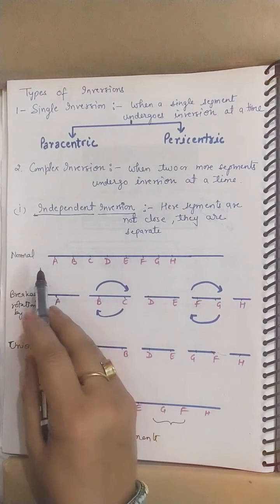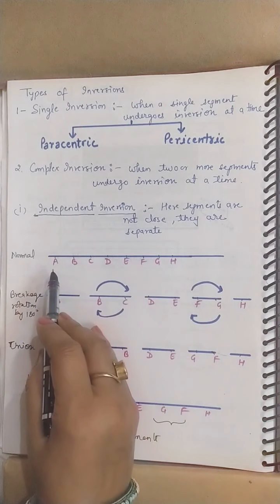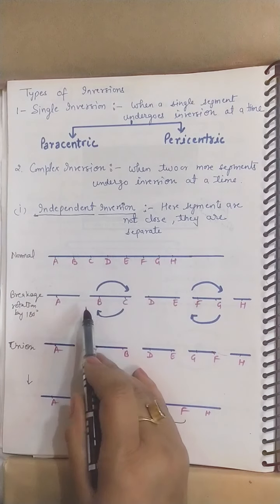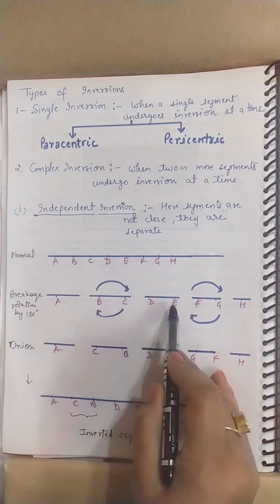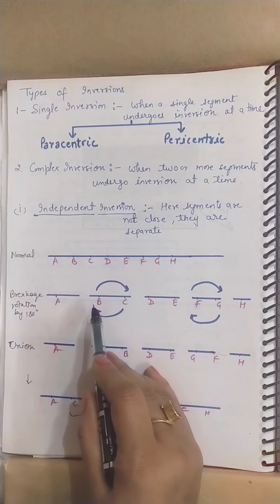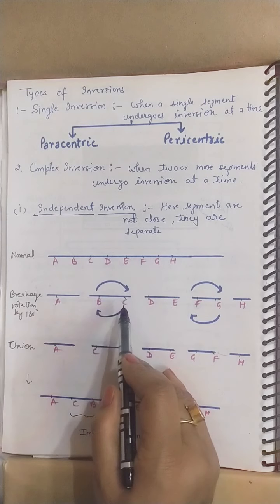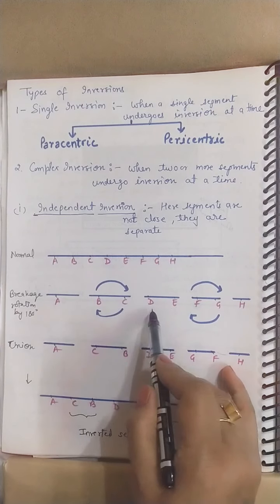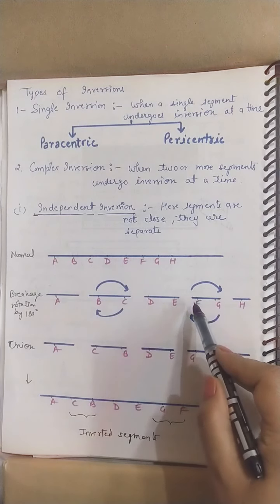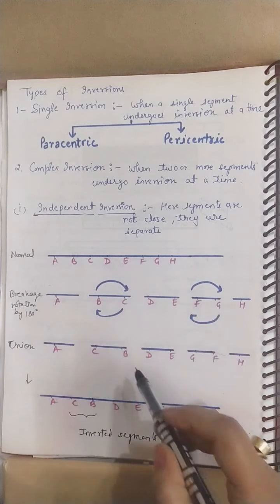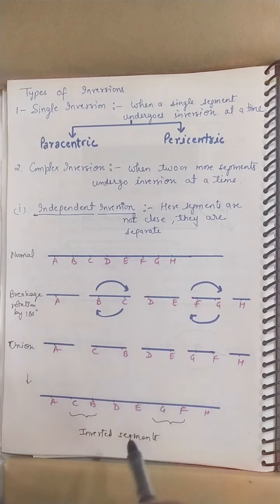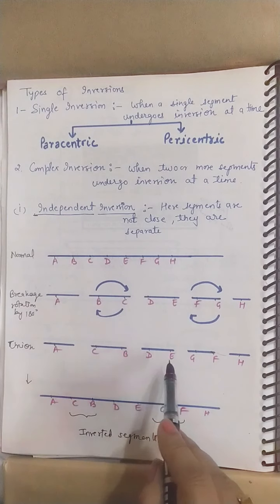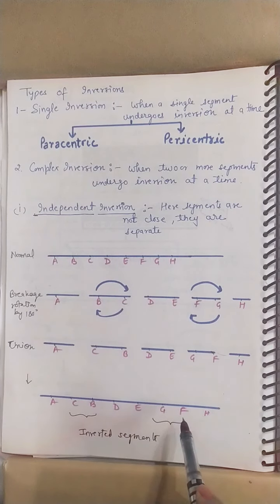For example, if we consider a normal chromosome having linear genes A, B, C, D, E, F, G, H, the inversion points are B, C, D, E, F, G. Here the inversion will take place at BC. After that this segment will be the same. No inversion will take place at this point, and the next inversion will be at the FG point, which will lead to rejoining, and hence the sequence becomes A C B D E, with the center left uninverted, and after that G F H.